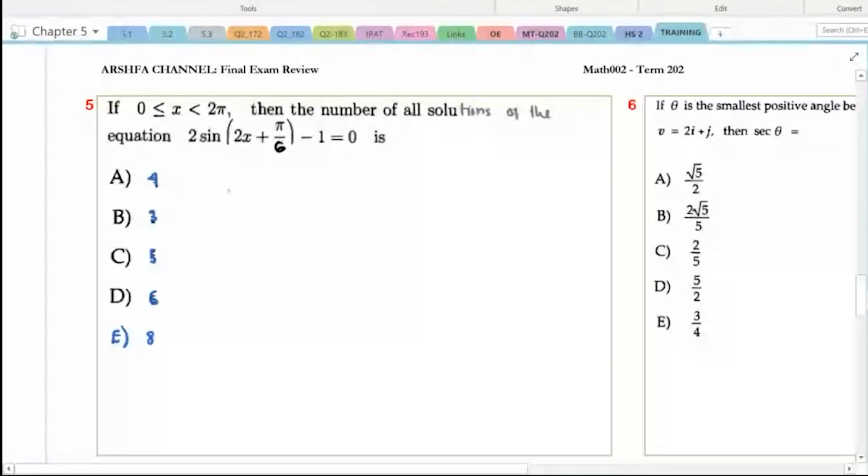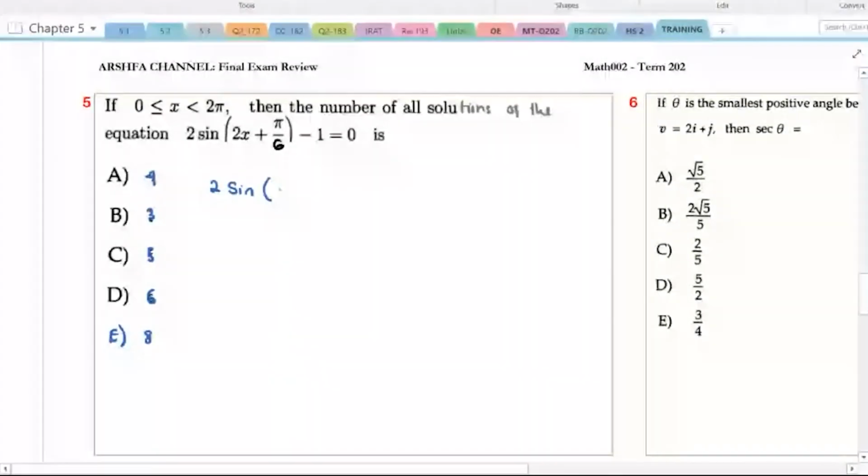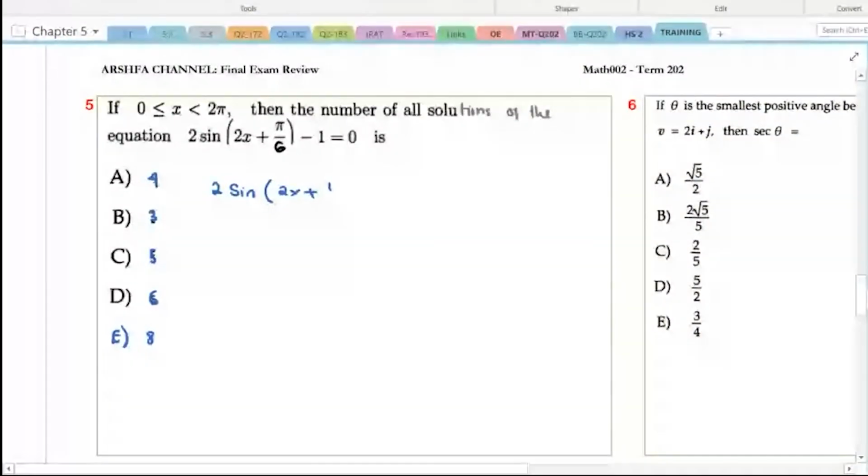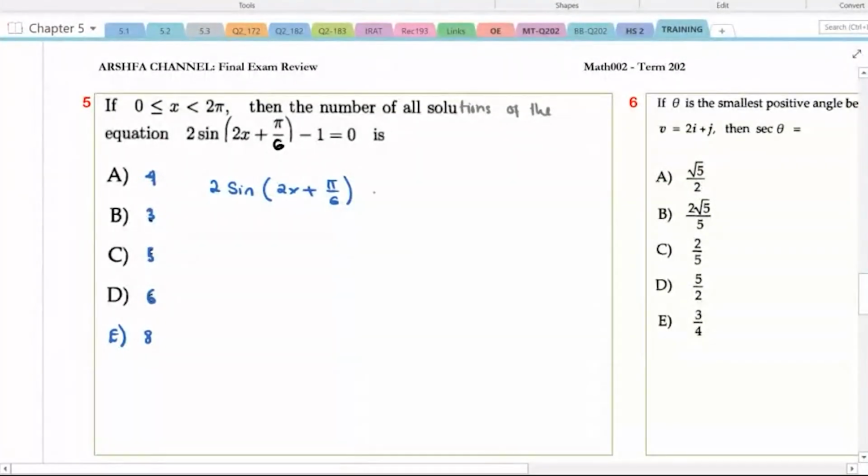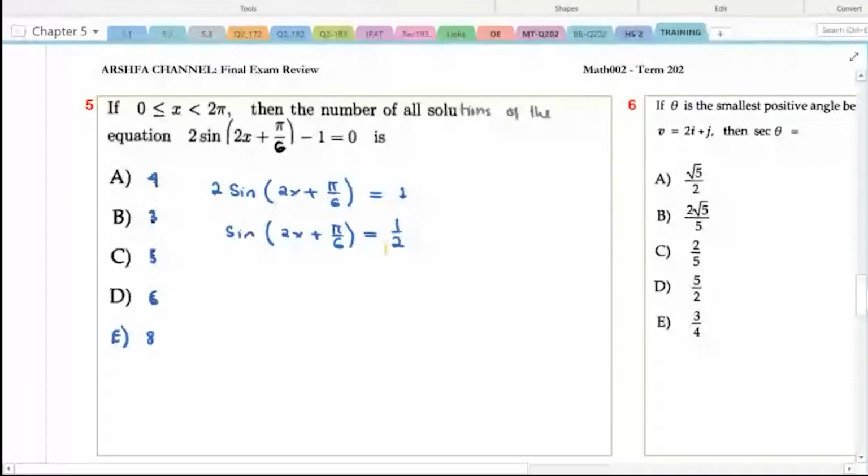We know that we have 2 sine, and the argument here is 2x plus pi over 6. Then, gentlemen, we can say it is equal to 1. We take this one to the right side. Now, after we have done that, we can divide both sides by 2. So if we do that, we are going to get sine of 2x plus pi over 6 equal to 1 over 2.